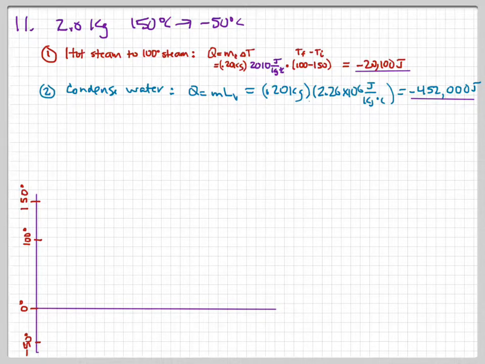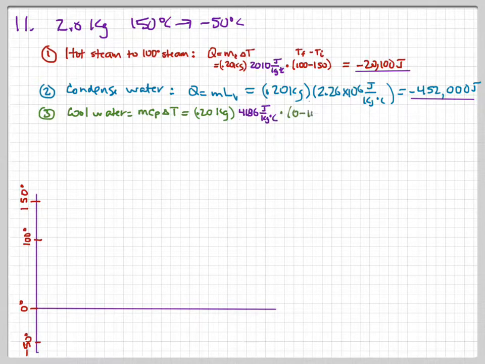Okay, next thing, we're going to have 100 degrees Celsius water, and we want to change it to 0 degrees Celsius. So now we are going to have a temperature change. This is another MC delta T. In this case, C sub P is for liquid water, 4186. And the change in temperature is 0 minus 100. And so now we're going to get it down to 0 degrees. Okay, so 84,000-ish joules to do that.